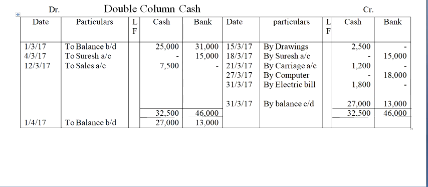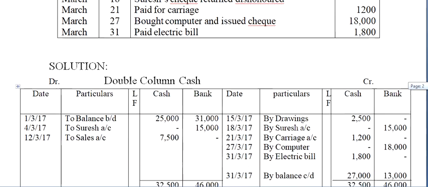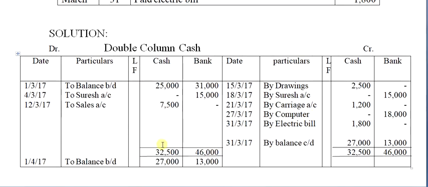So now what is your work? All the transactions have been completed, my dear students. Now close it on both the sides. Again, in this problem there is no contra entry. Only the adjustment of dishonoring of check is there.